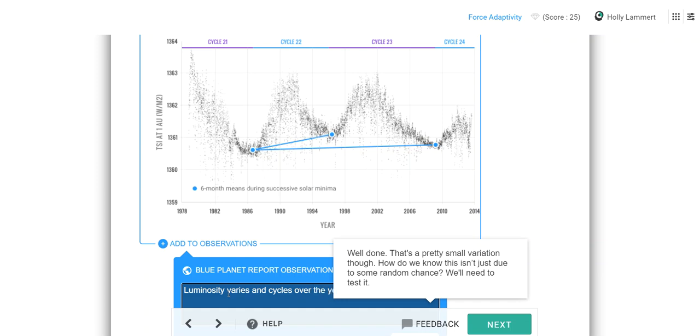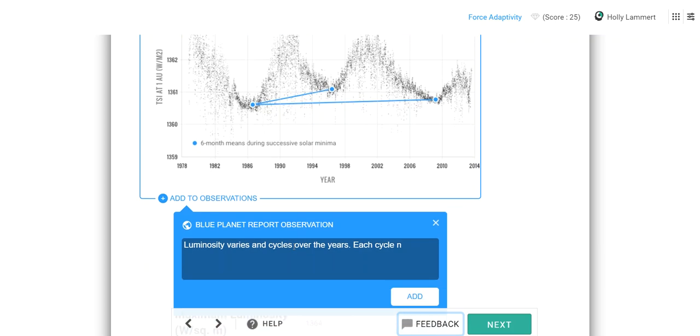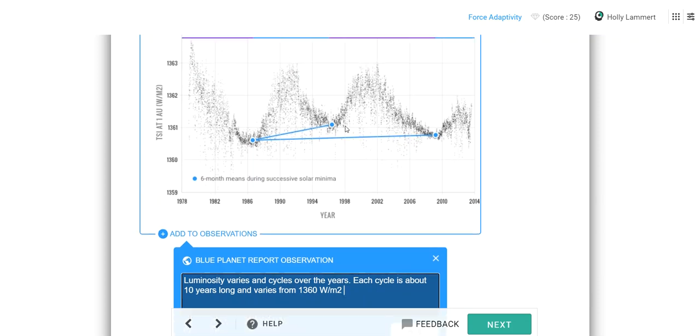So each cycle is how many years? Go ahead and calculate that. We have from 1986 to let's say 96, looks like 10-year cycles. I'm going to put in some numbers here: 1360 watts per meter squared. That's the measure of luminosity. And then I'm going to say to about 1363.